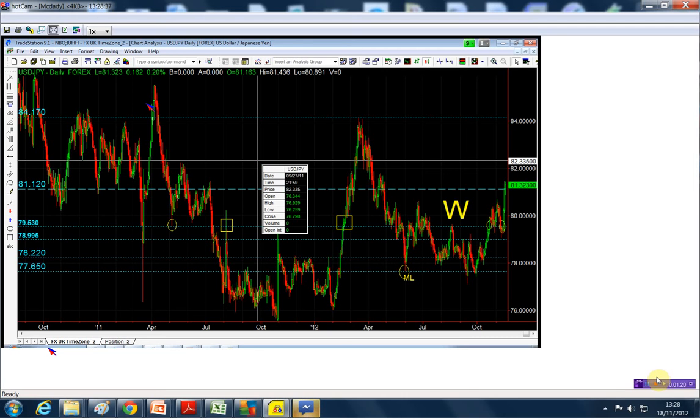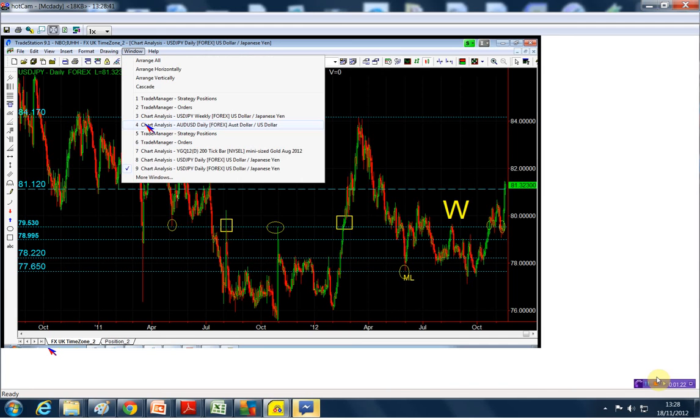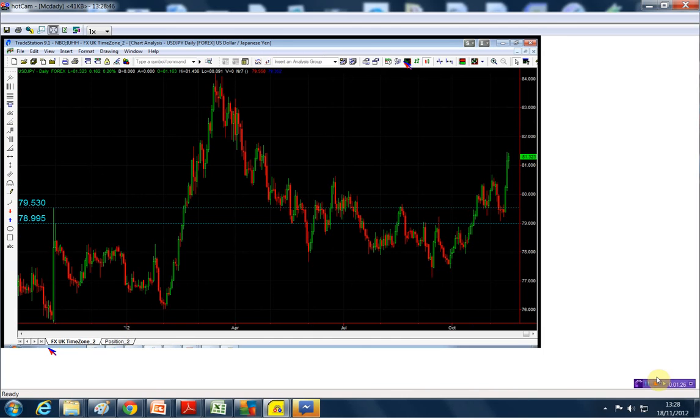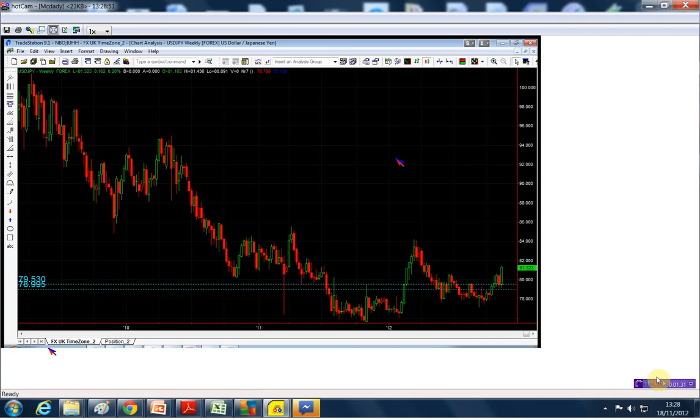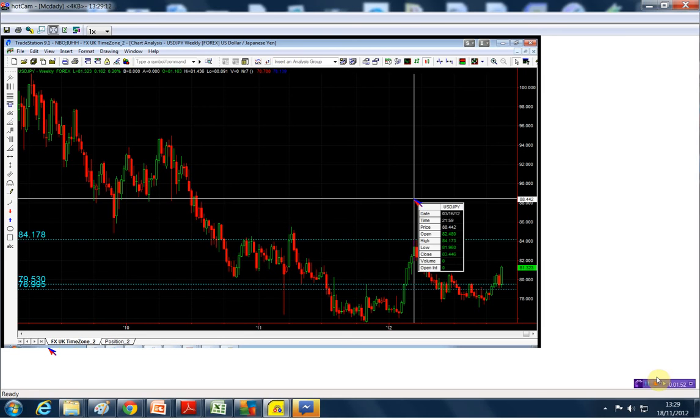We have to look at it from a bigger perspective. This is the weekly chart for the dollar yen. You can see that it's actually doing a pretty good job. It's beginning to formulate the potential of a trend change. It's not yet. When it gets above this point, which is 84.17, we can say that the dollar begins a bull market to the upside.